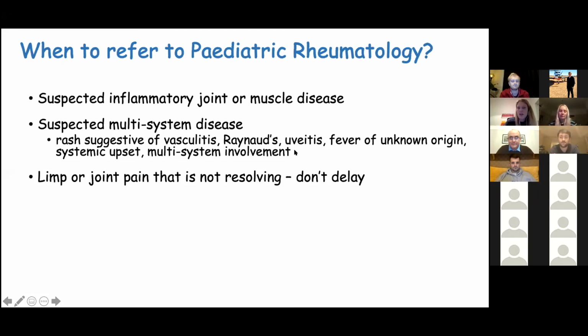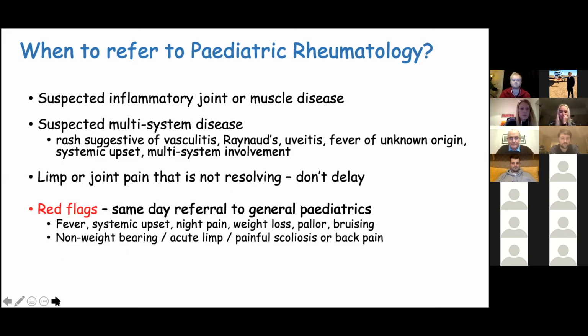If there's somebody who's got uveitis, we know that inflammation of the eyes can go along with JIA, and sometimes ophthalmologists refer us patients that have never suffered from a limp or anything, but they've got uveitis, and we keep an eye on them to see if they're going to develop joint involvement. Patients with fever of unknown origin, so can't find an infection. Sometimes these kids could have a pediatric rheumatic disease, systemic diseases, multi-system diseases, limp and joint pain that's not resolving, then we want to know about them.